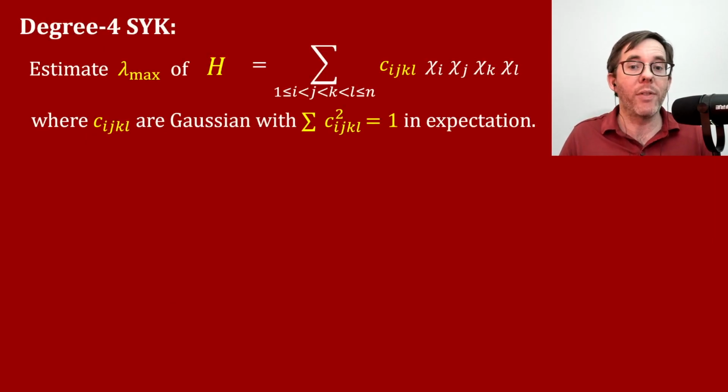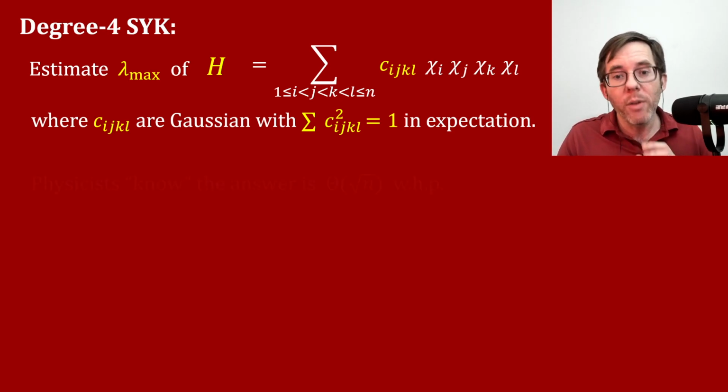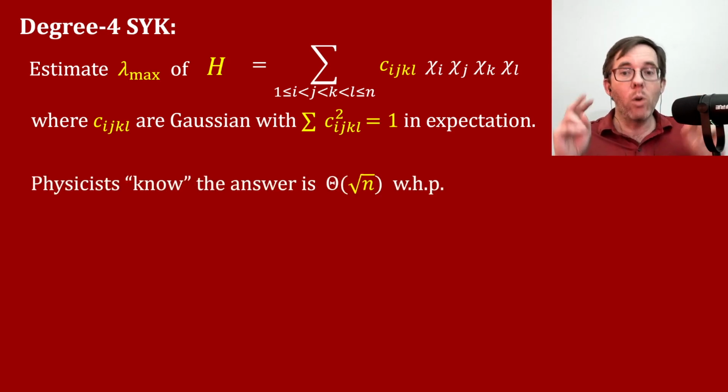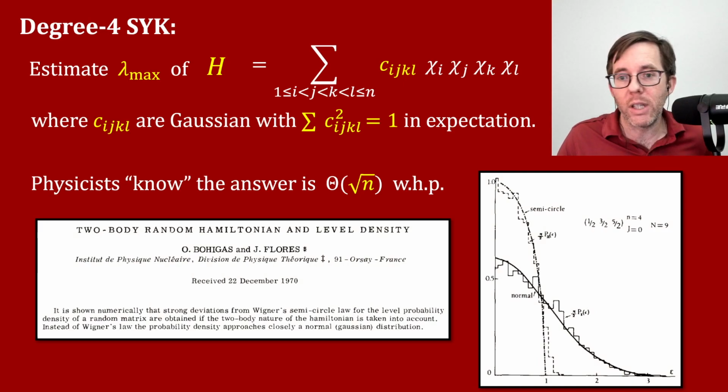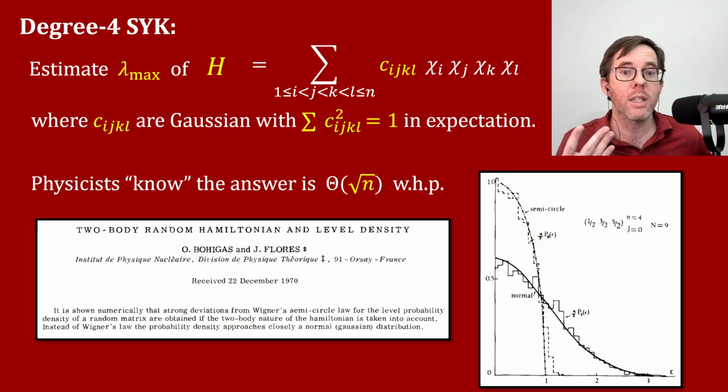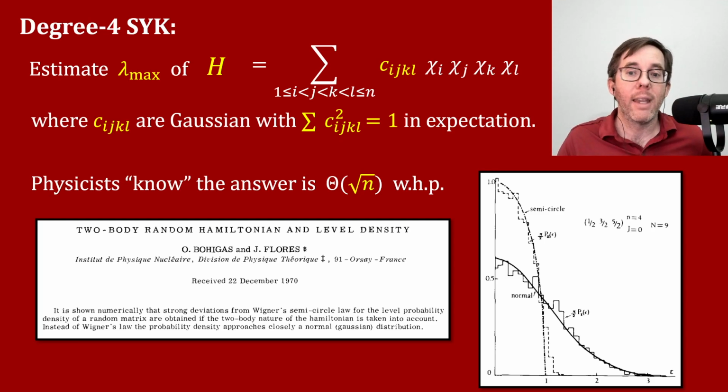Okay, so what is known about the degree 4 SYK problem? First of all, theoretical physicists, quote unquote, know that the maximum eigenvalue is order square root n with high probability. Indeed, they've had this idea for over 50 years. This figure from a 1970 paper is illustrating that although H is some kind of random matrix, its eigenvalue distribution does not seem to follow the Wigner semicircle law, which is depicted in the diagram here. Instead, it follows something that looks more like a Gaussian distribution, also depicted in the diagram.